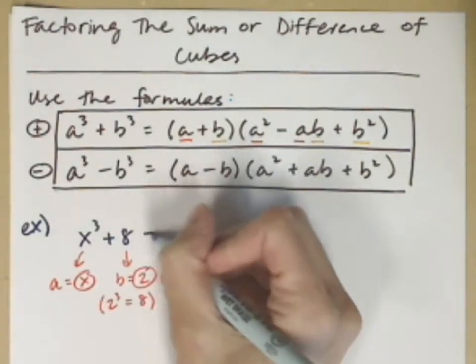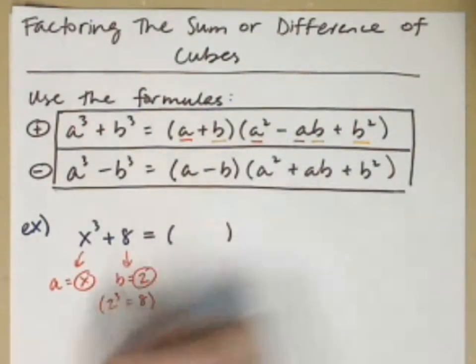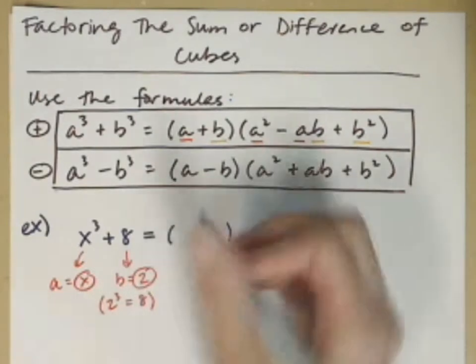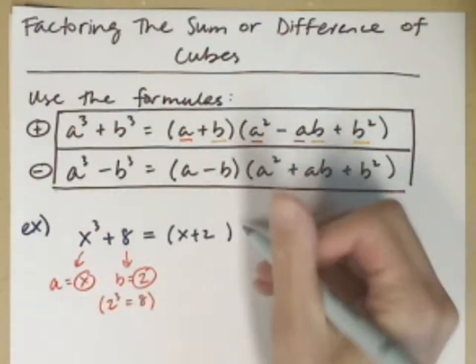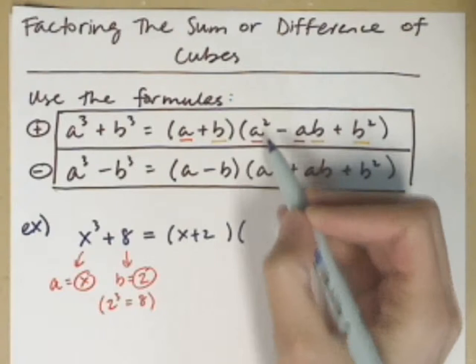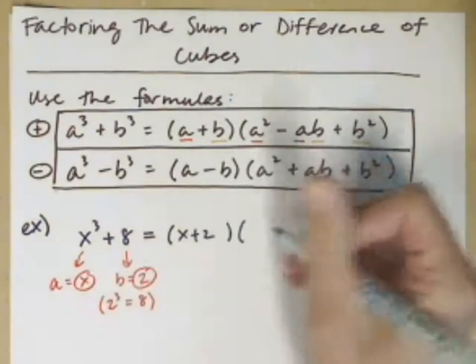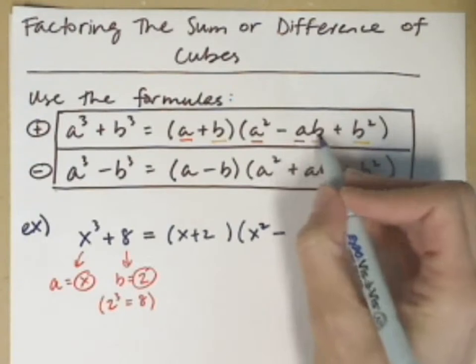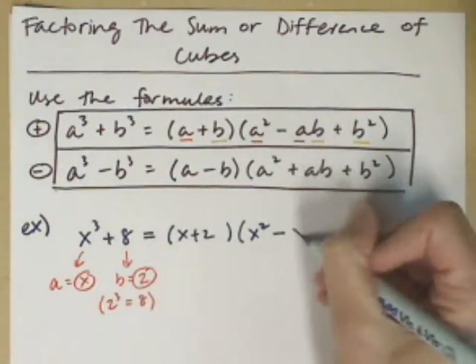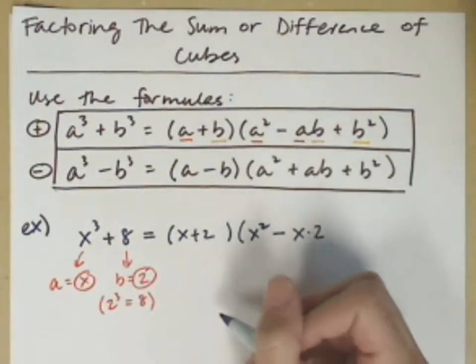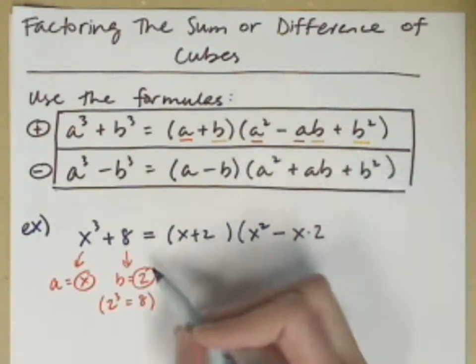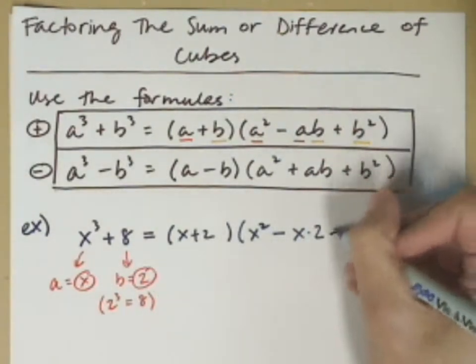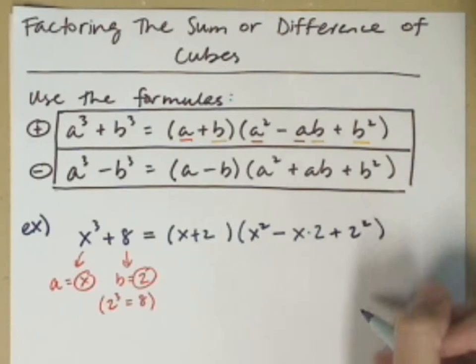So I just go back to the formula and start replacing those values with x and 2. So my factorization starts out with the sum, x plus 2, and then I go to a squared, but a now is x, so I get x squared, then the minus sign, a times b, so that's x times 2, and on the end it's b squared. For now I'm going to write it as 2 squared so you can see what I did, but I'll clean it up in the next step.